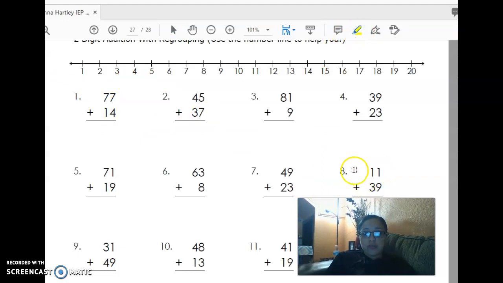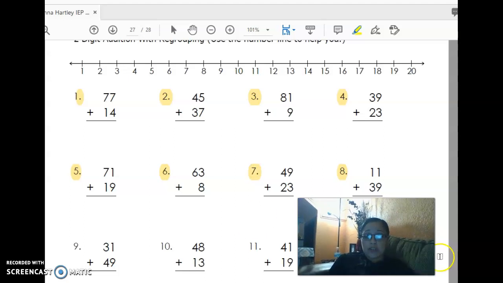So I want you to do from here, from number 1, let me see, number 1 to number 8. So what's highlighted. So you're going to do 1, 2, 3, 4, 5, 6, 7, and 8.